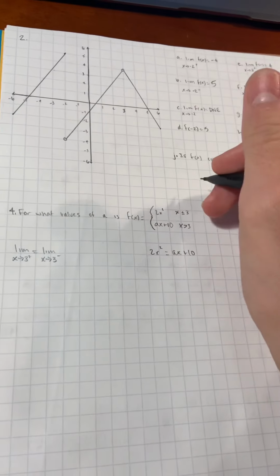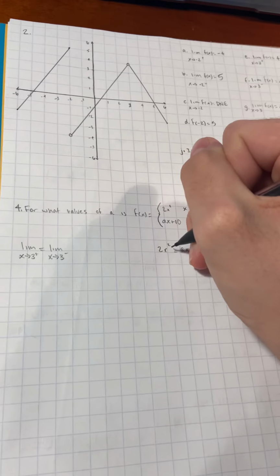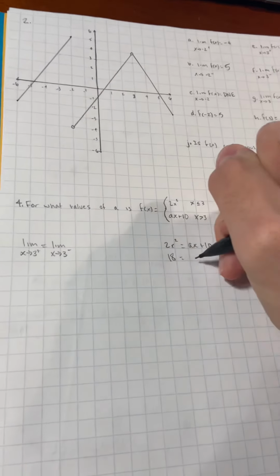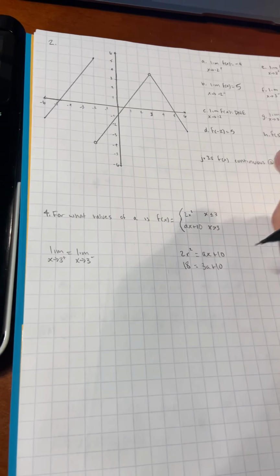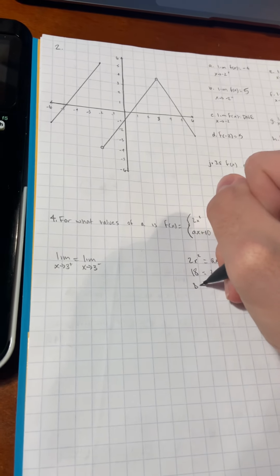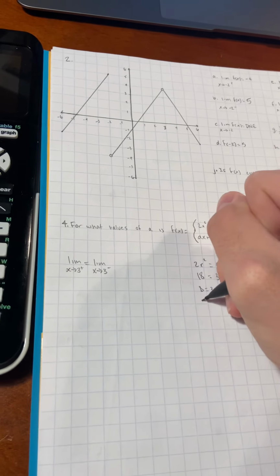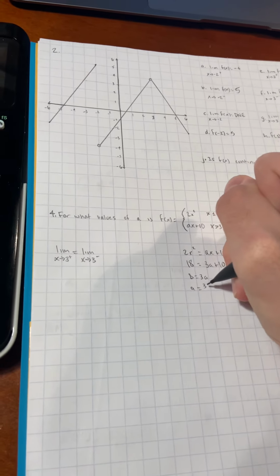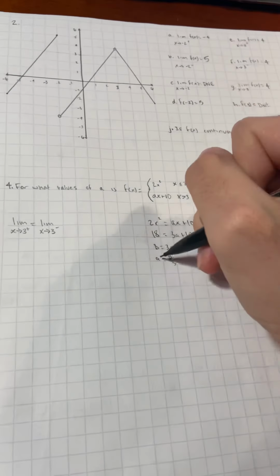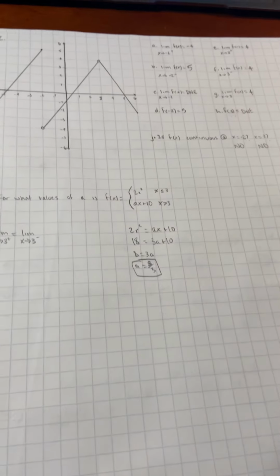So you substitute 3 in there, so 2 times 3 squared, 2 times 9, 18 equals 3a plus 10. Subtract the 10 from both sides, so you get 8 equals 3a. You get a equals 8 thirds as your answer. And there you go. That's questions 2 and 4.